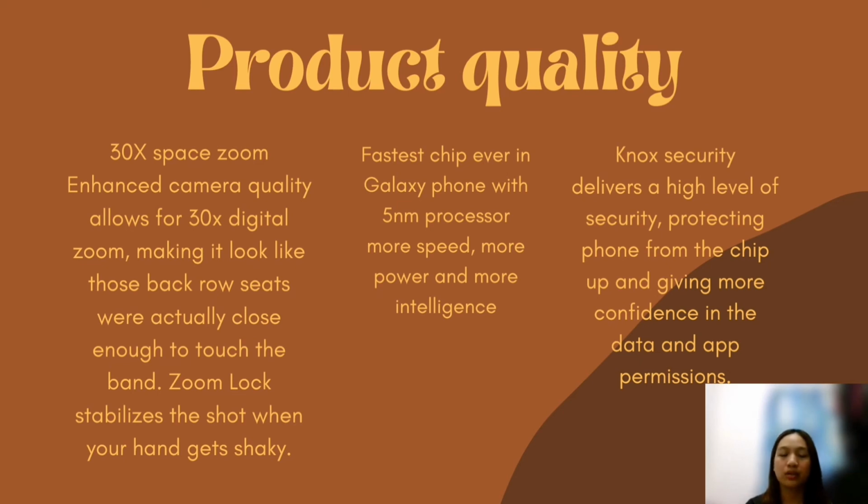Next, the Samsung phone is also equipped with the fastest chip ever in a Galaxy phone, with a 5nm processor. This means that the phone has more speed, more power, and more intelligence. Lastly, there is also tight security in the Samsung Galaxy phone. Unlike any other phone, the Knox security platform delivers a high level of security, protecting the phone from the chip up and giving more confidence in the data and app permissions. It also features Samsung Knox Vault to keep biometric authentication data under wraps. With a larger, lower latency ultrasonic fingerprint sensor, users can unlock even faster.